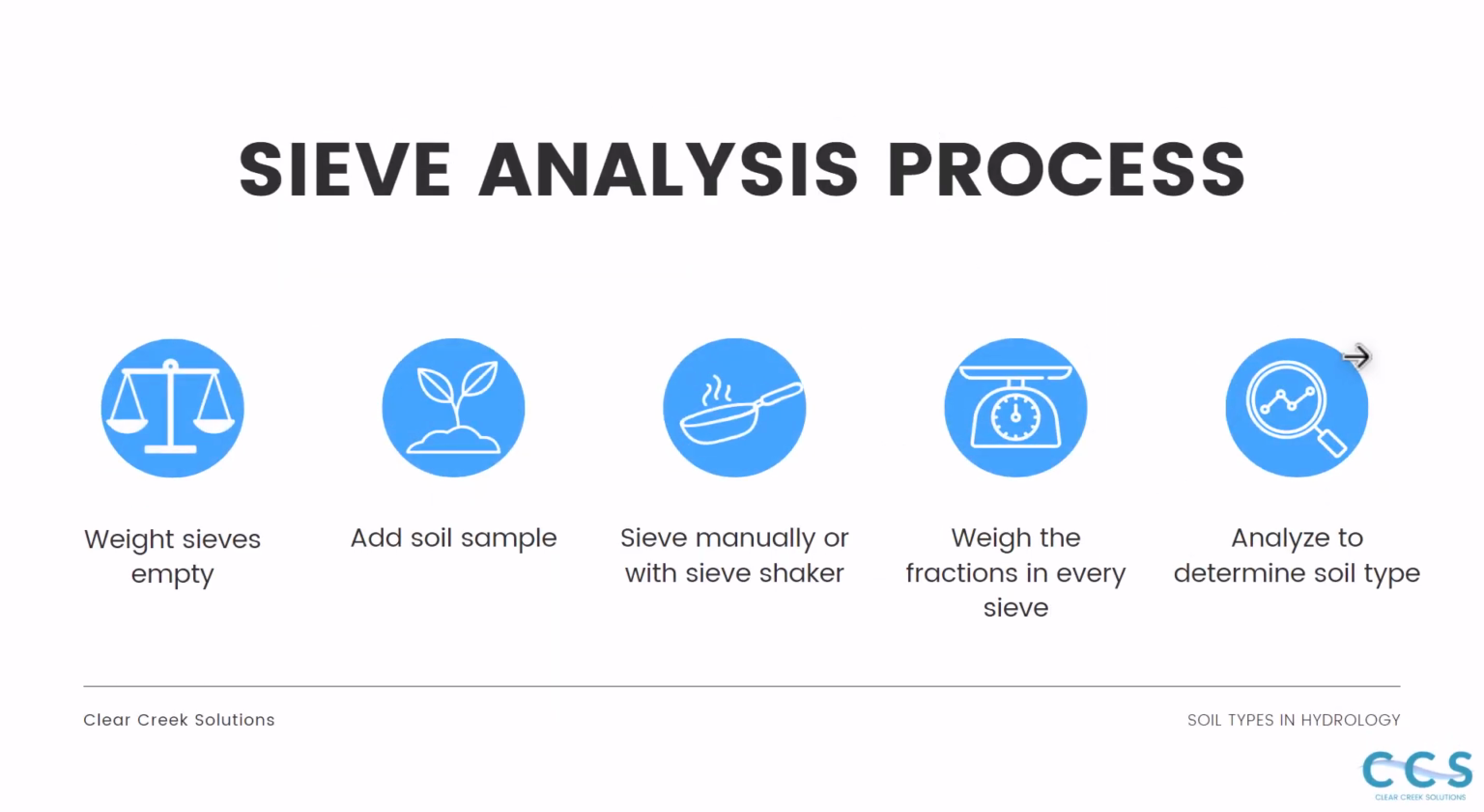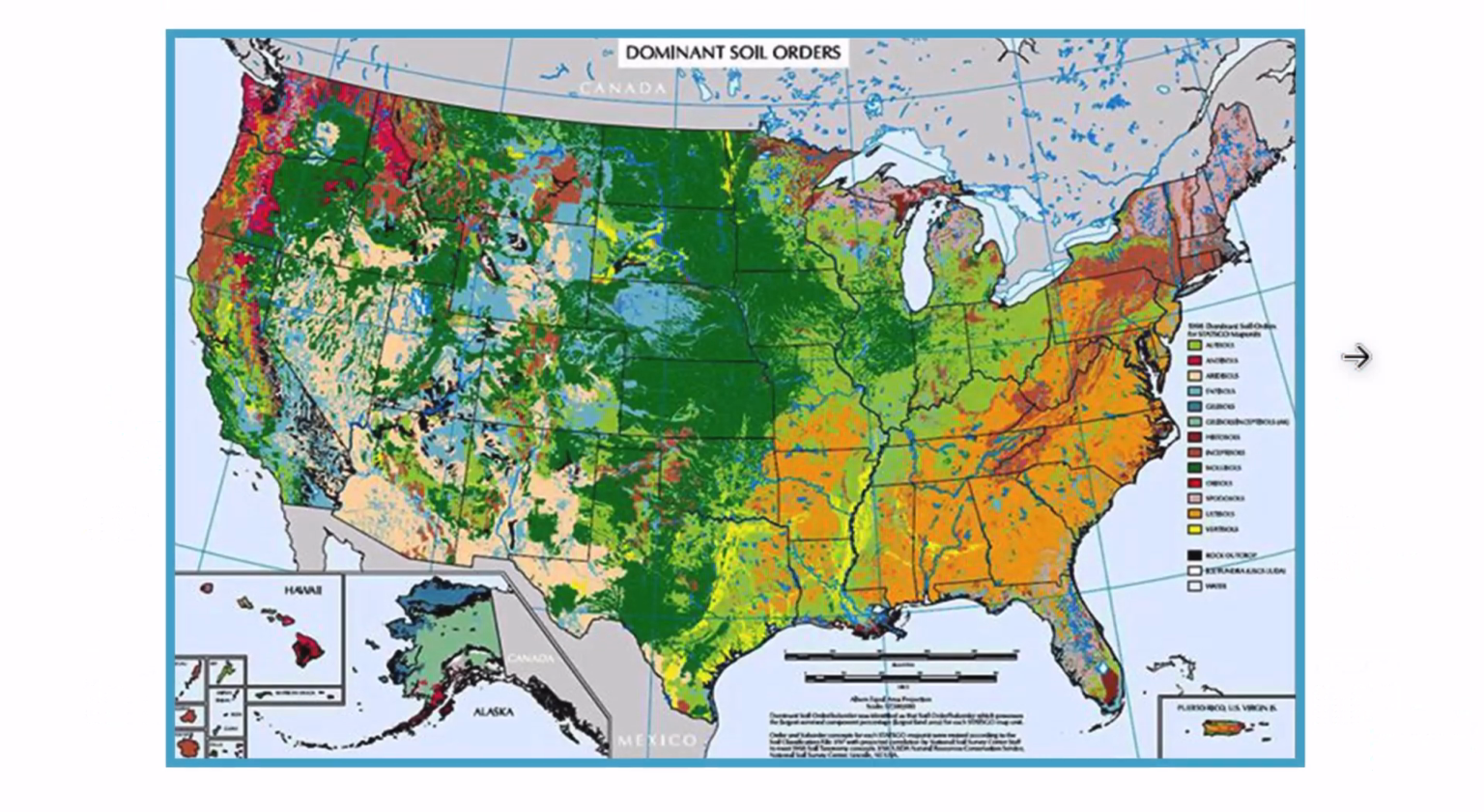So what is the sieve analysis process? We'll weigh the sieves empty. So we have a bunch of different sieves. We weigh them, we add the soil sample, and then we sieve manually or with a sieve shaker these soil samples so they can get sorted out into these different sieves. And it's important to understand these sieves have different sizes of openings. So as the soil is able to pass through these openings, then it's small enough to make it to the next opening, and so on. This way we can then weigh all the different fractions in every sieve and determine how large the different particles were in the soil. Then we can analyze the mass of each different kind of particle in the soil, and that can give us a determination of what kind of soil we're dealing with.